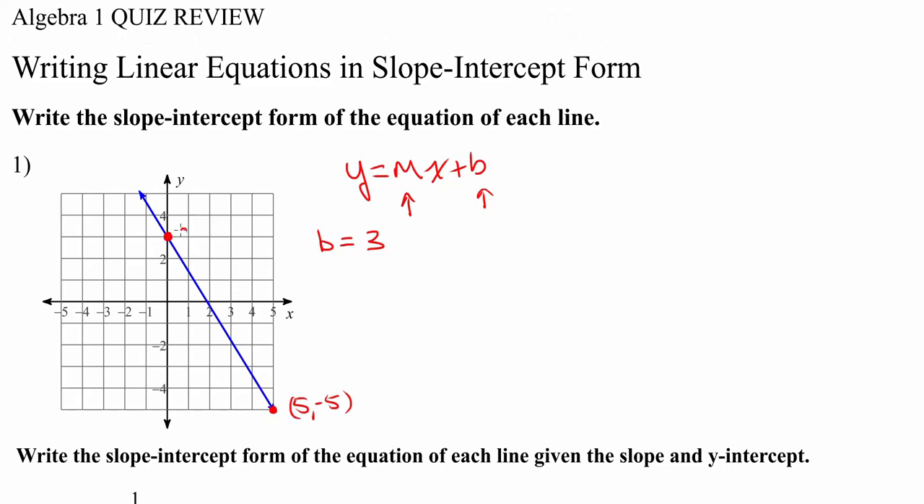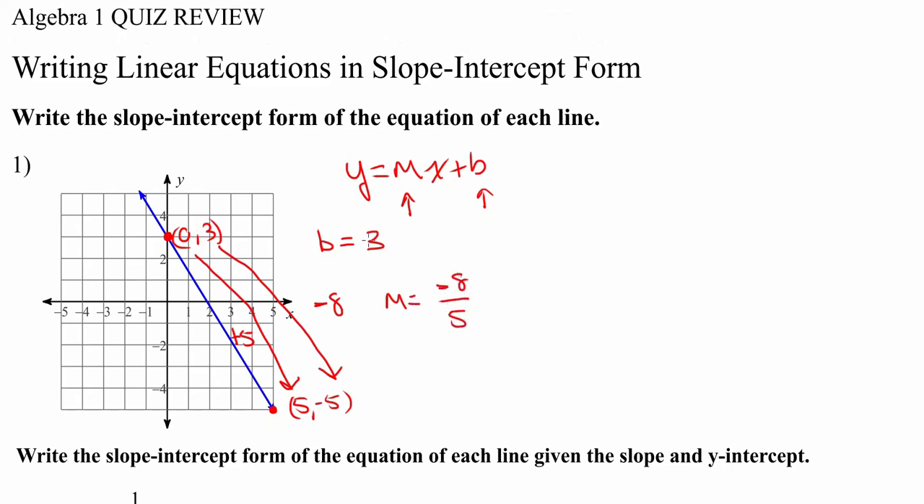So now we need to find the slope of this line. So we have the points 0, 3 and 5, negative 5. So I look at my change in y. What do I have to do to get from 3 to negative 5? And that is subtract 8. And what do I have to do to get from 0 to 5? And that is add 5. So my change in y over my change in x is going to be negative 8 over 5.